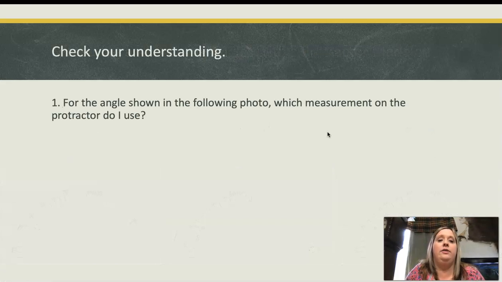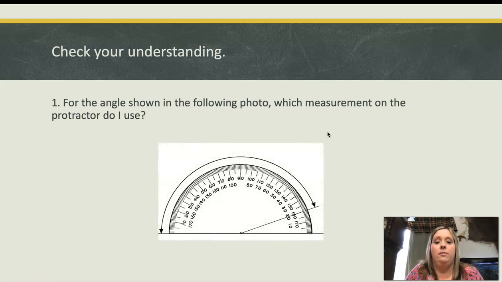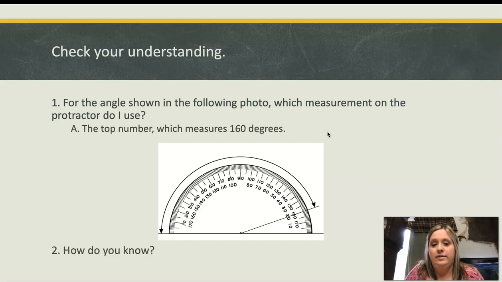Okay, so for the angle shown in the following photo, which measurement do I use? Jacob. 160 degrees? Yes, and how do we know that? Because it's obtuse, right? So we use the bigger number.